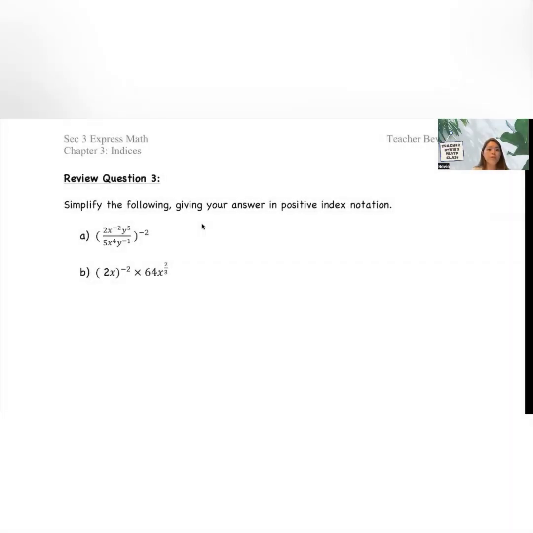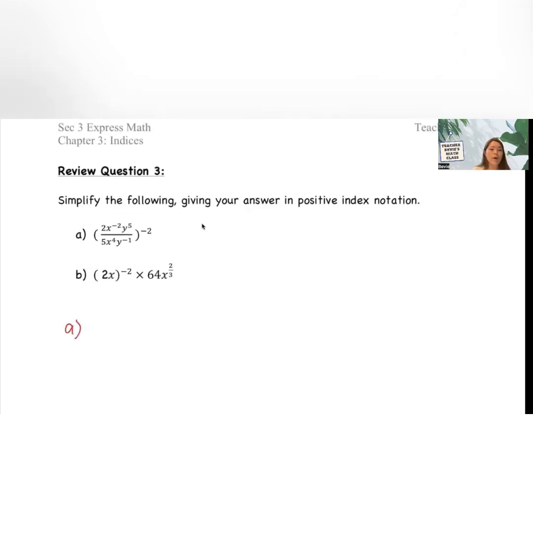Review question 3. Simplify the following, giving your answer in positive index notation. So for positive index notation, it means that for all my powers, I need to have positive powers, nothing negative in there. Okay, so for part A, (2x^-2 y^5).